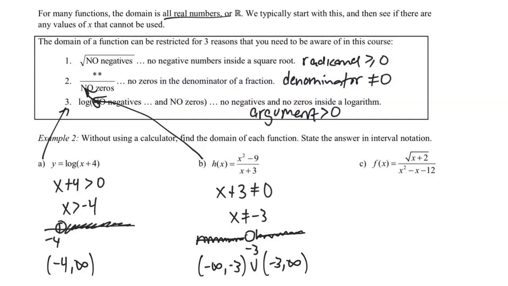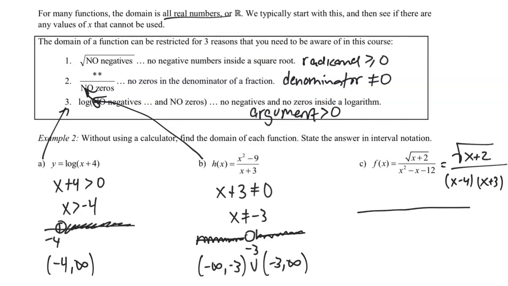And then finally, letter C, this is your challenge problem. Notice that we have two restrictions going on in one function. We have a square root in the numerator, and we have a denominator. And the first thing we need to do is factor that denominator. So square root of x plus 2 is going to go in the numerator, and in the denominator, we need factors of negative 12 that will add to negative 1, and so that's going to be x minus 4 and x plus 3.